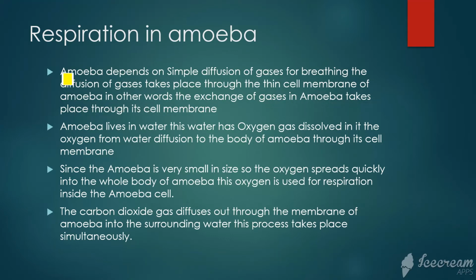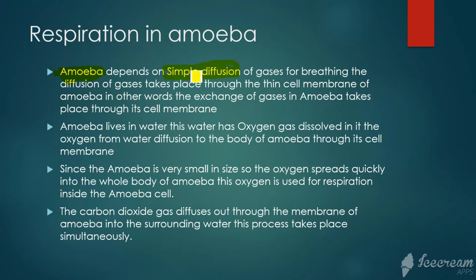Amoeba, we all know, is a single celled organism. That is, its entire body is made up of one single cell. So its respiratory system will also be that cell only. So how does its respiration happen? It depends upon simple diffusion. What is its respiratory process?